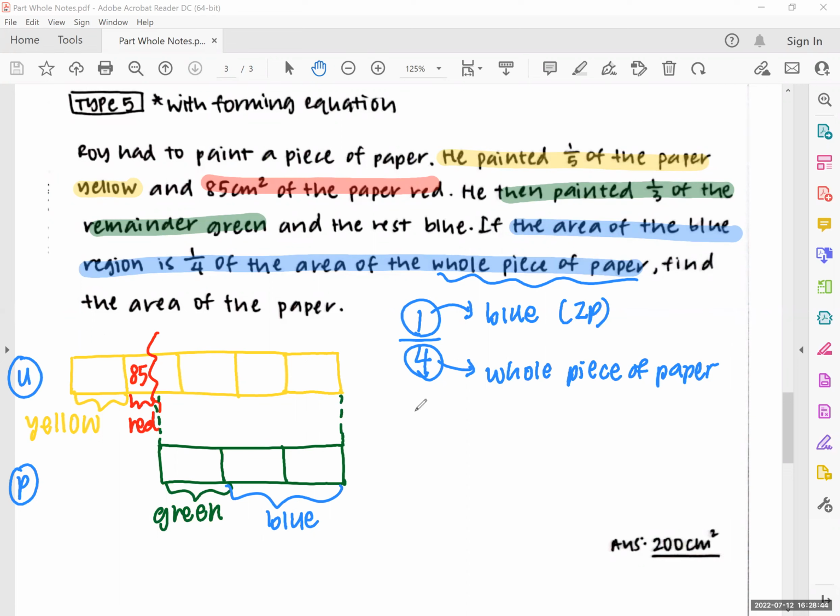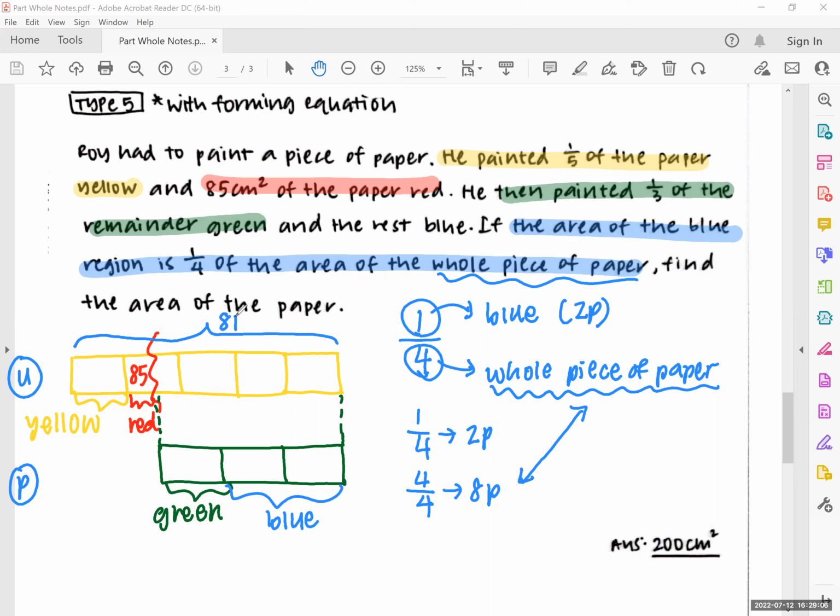If I know that 1/4 is 2 parts, I can say that a full fraction of 4/4 is actually 8 parts. So I can say this whole piece of paper is actually 8 parts. And where is this whole piece of paper? It's from here to here is 8 parts. Clear so far? Now we can form the link. Let's look at my units. I want to see how many units is equal to 8 parts.